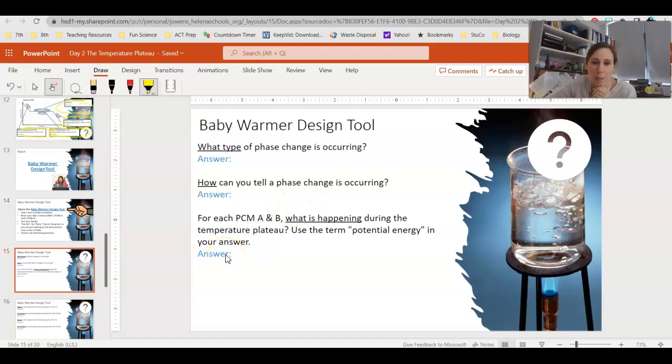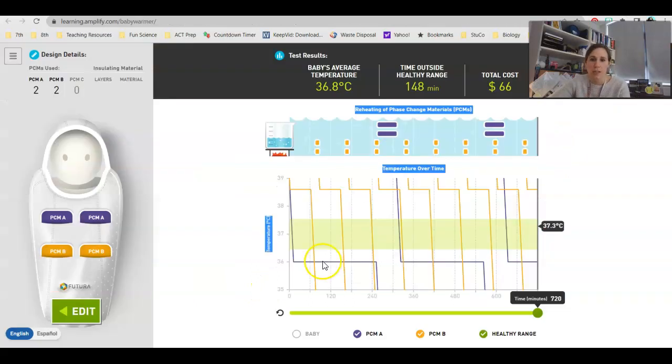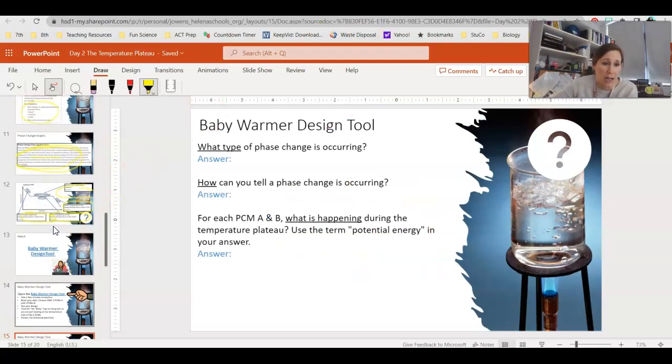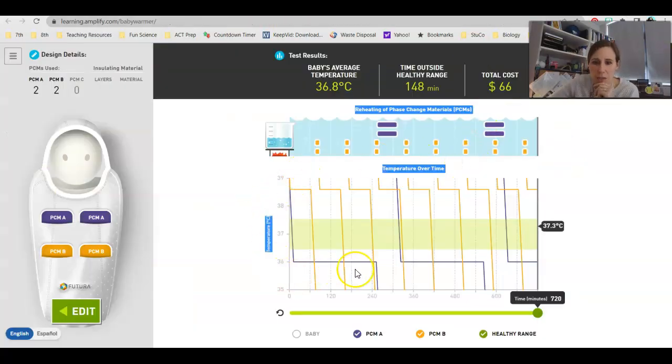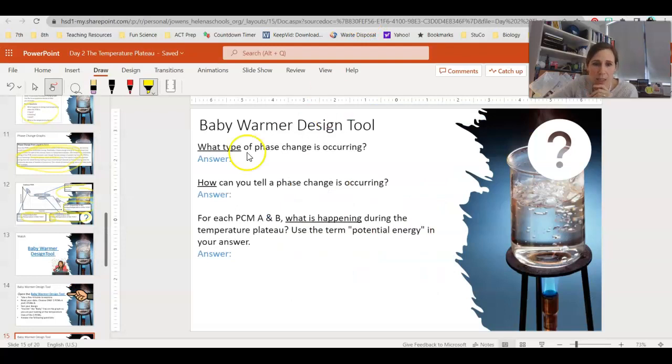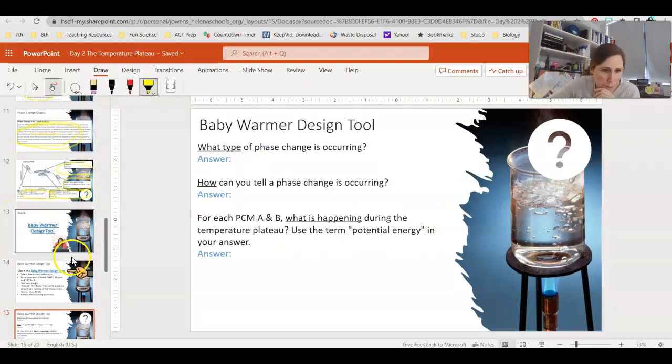For each PCM, A and B, what is happening during the temperature plateau? Use the term potential energy in your example. So again, think back to those two graphs that you just analyzed. On one, you're storing potential energy, and on the other one, you're using that stored potential energy. So how does this apply to these graphs that you see right here? Which one kind of matches your answers? Okay, so here's your temperature plateaus for A. Here's your mini temperature plateaus for B. That's definitely going to be something that you need to consider there.